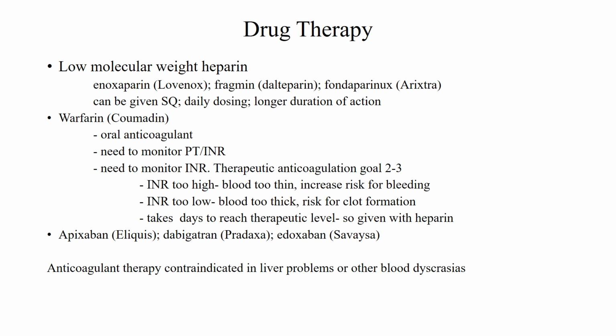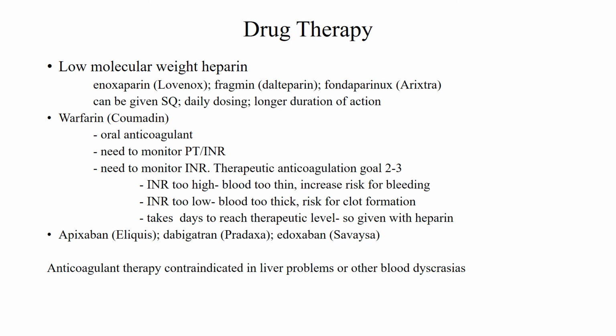So, drug therapy for pulmonary embolism involves low molecular weight heparin such as Lovenox, Arixtra, and Fragmin. It's given subcutaneously, it's a daily dosing, and the benefit of it is it has a longer duration of action. So let's talk a little bit first about anticoagulation. Anticoagulation is the process that prevents blood clots from forming. That's differentiated from thrombolytics, because thrombolytics is the process of breaking down clots after they have formed.